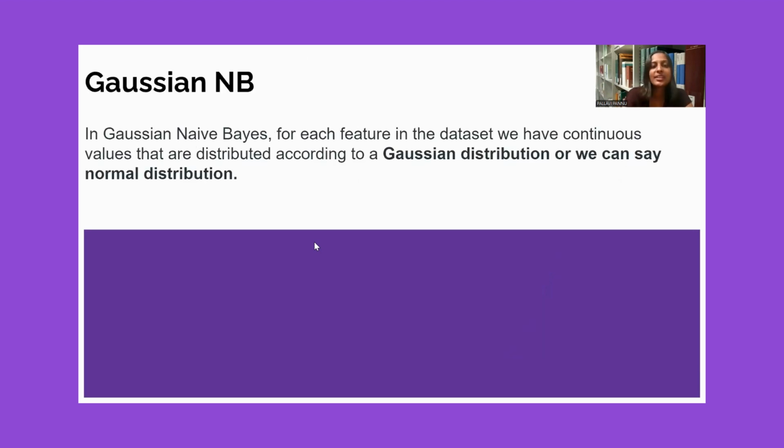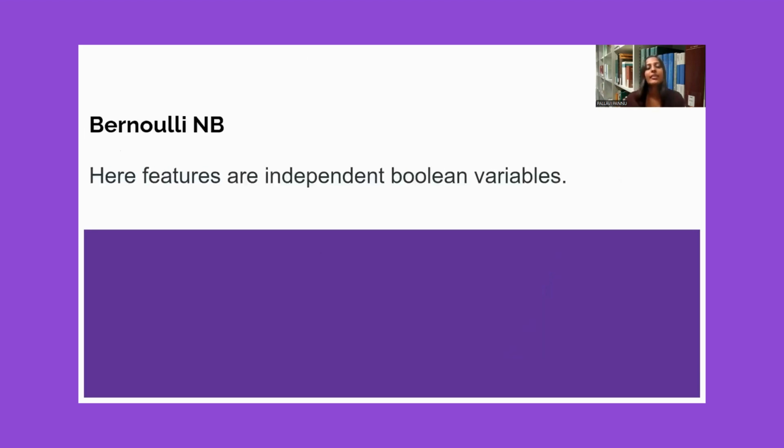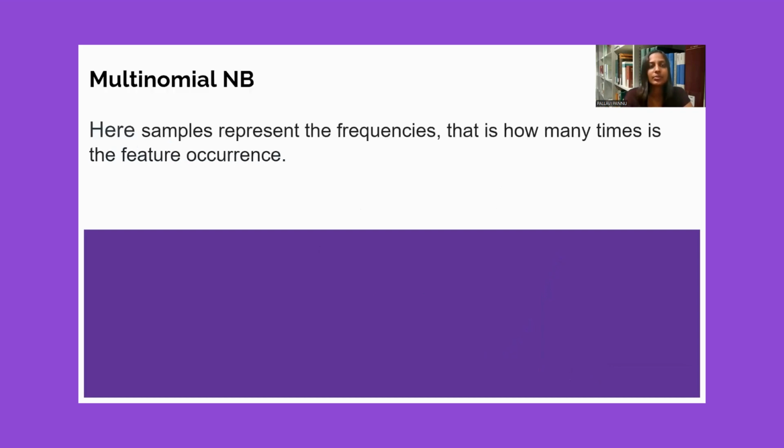So the values are distributed according to this distribution in the case of Gaussian naive-Bayes. Next is Bernoulli naive-Bayes. Here, assume we have a data set, and think about what kind of values each feature can take. Here the features are independent Boolean variables. Boolean variables simply mean 0 and 1. So in Bernoulli naive-Bayes, we have these values.